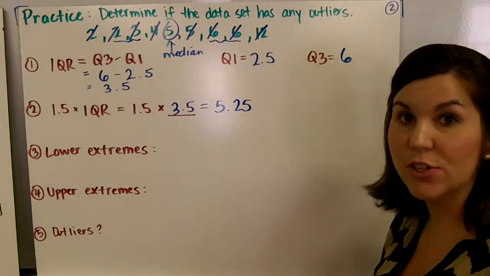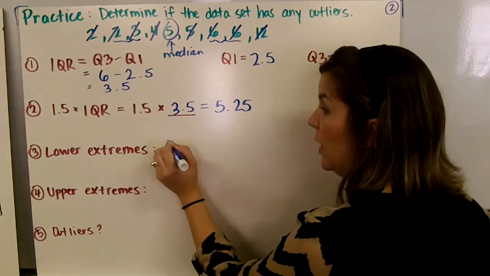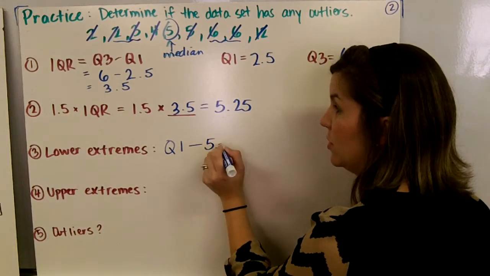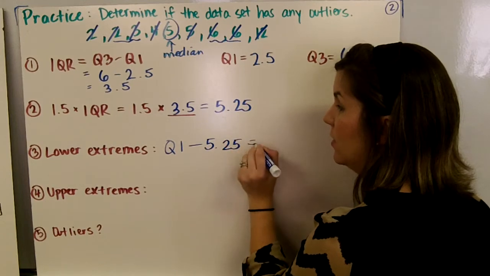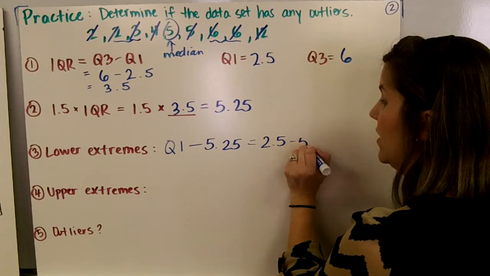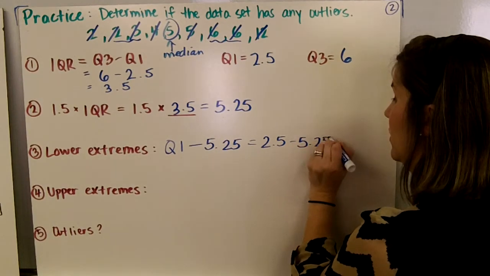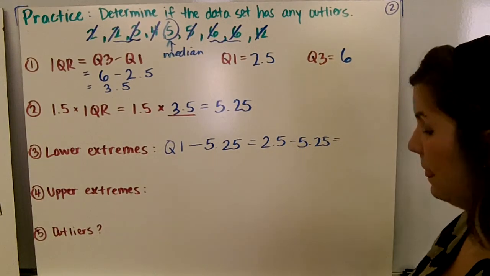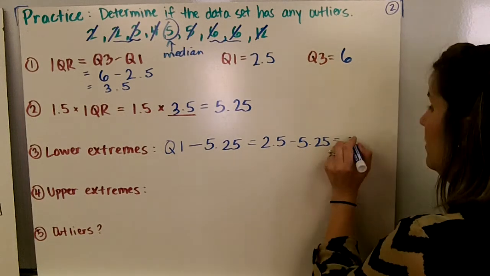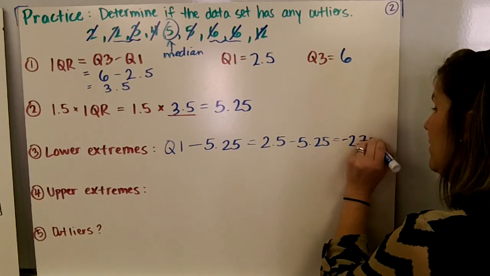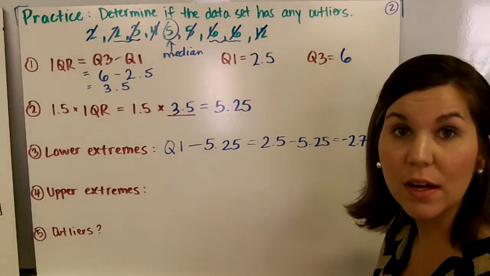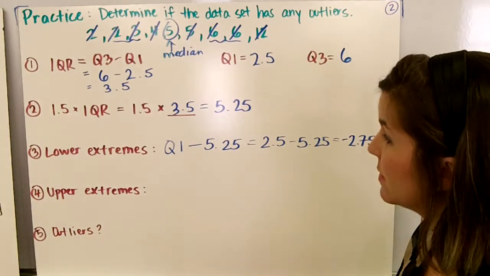Now to find the lower extremes, you're going to say Q1 subtract your answer from step 2. So subtract 5.25. Remember Q1 was 2.5. Subtract 5.25. And we get negative 2.75. It's okay to have a negative value here because we could have values of data that are negatives.